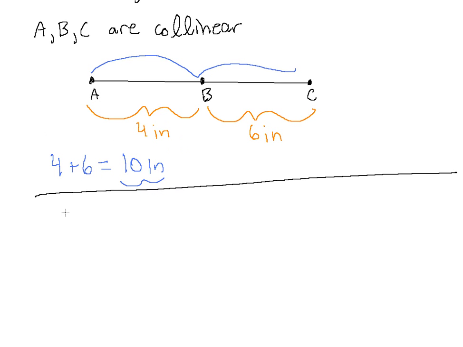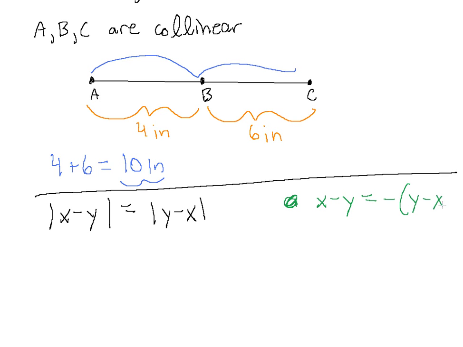We want to know that, let's say we have the absolute value of x minus y, and this equals the absolute value of y minus x. We want to know if this is true or false. And this is very interesting. Anytime we're talking about absolute values, this is actually going to be true. It's true because, let's say we know that x minus y equals negative y minus x.